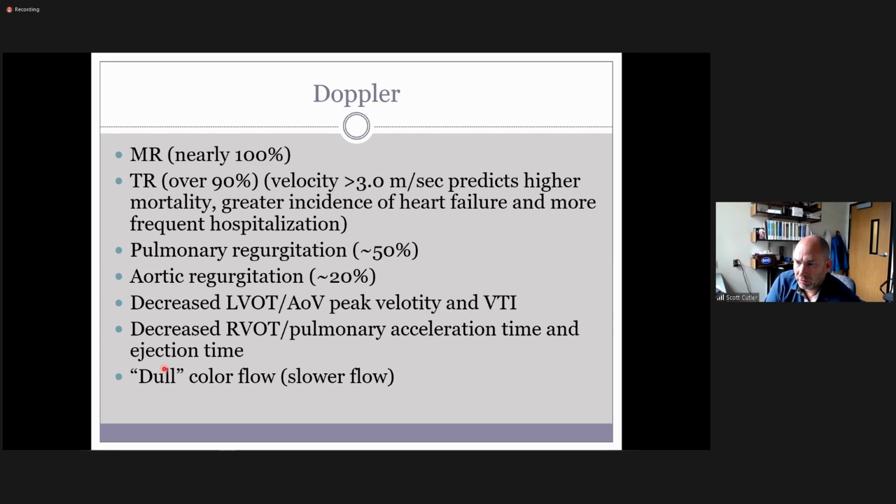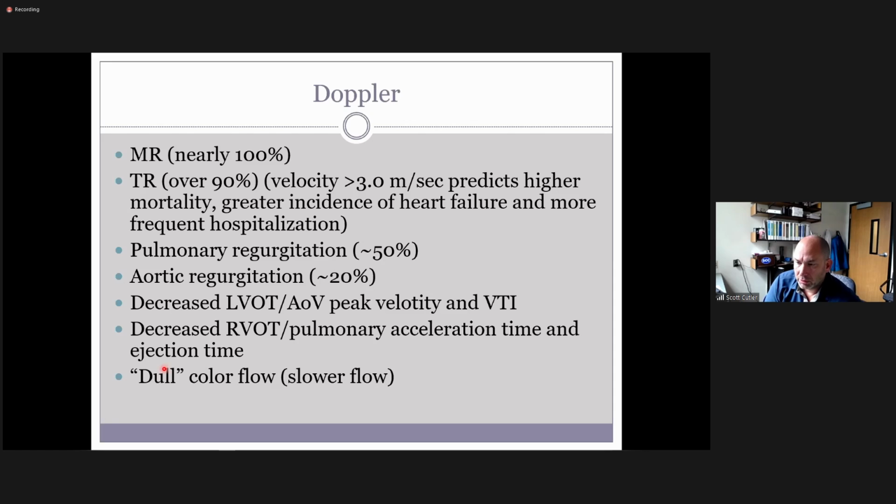Pulmonary regurgitation in roughly 50% of cases. Again, I think pulmonary happens on everybody. It's really a matter of if you see it. Aortic regurgitation in about 20% of cases. So that dilation of the LV can also cause aortic to regurgitate. Decreased LVOT, AV peak velocity and VTI. So overall, we got less flow going out the LVOT and aortic flow. So their peak velocities will be lower, as Kelsey mentioned earlier, and your VTI will be lower for those also.